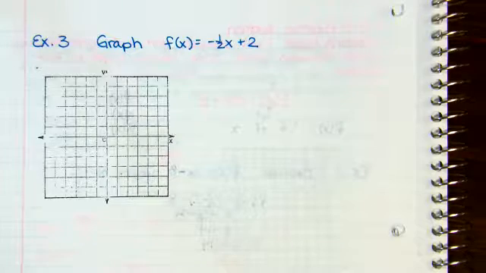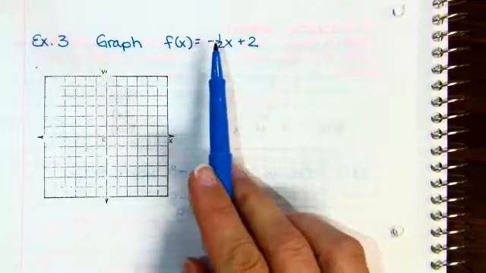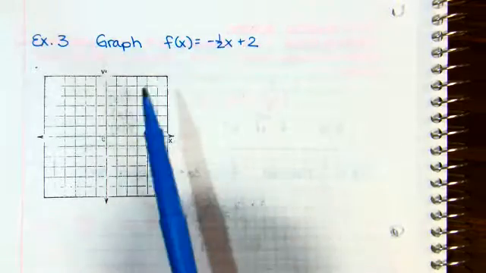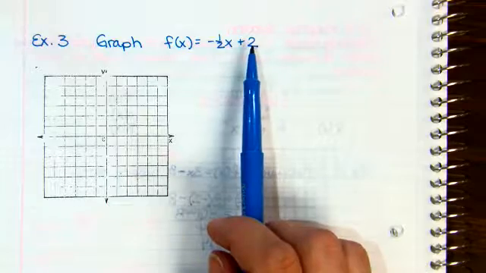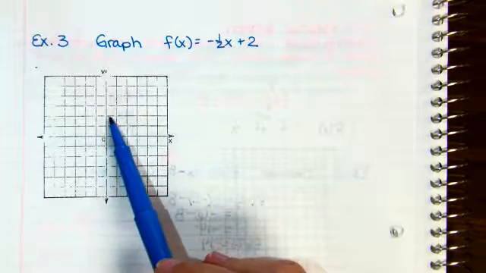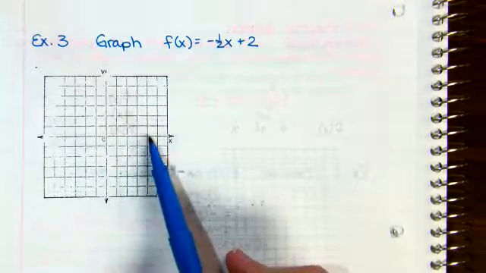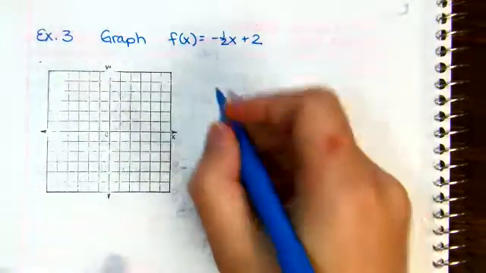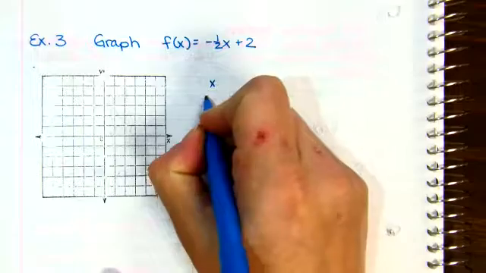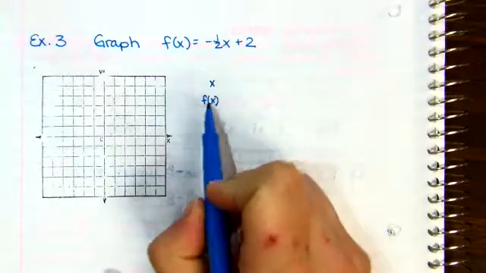In example 3, we're asked to graph a function. This is a linear function because it's set up as mx plus b. We can graph this by using the same steps we did before, where we graph our intercept, which is 2, go down 1 over 2, down 1 over 2, connect them. We can also do it by making a table of values. So I can make an input-output table, and I'm going to use my function notation.